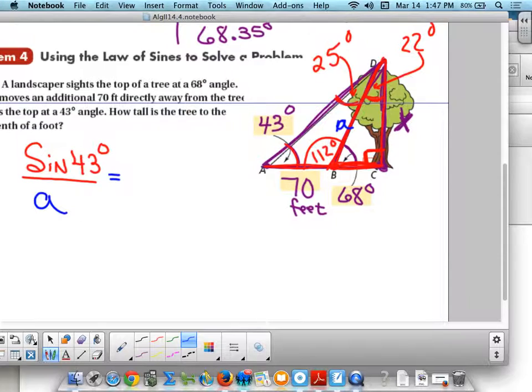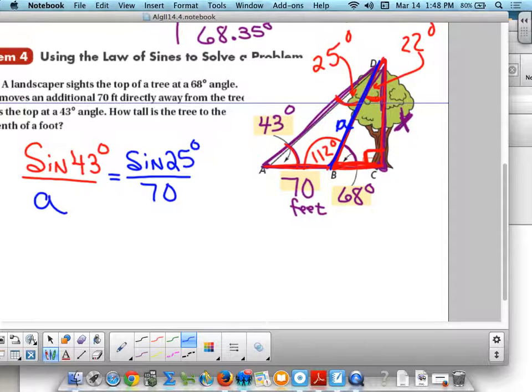I thought we were doing this triangle. Oh, well then 25 compared to 70. Yes, there it is. Sine of 25 compared to 70. What I'm doing is trying to pick one triangle. I'm comparing the 43 to A and the 25 degrees to 70. Now I can figure out this blue piece right here.